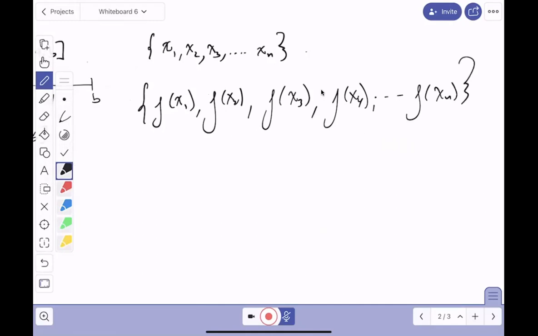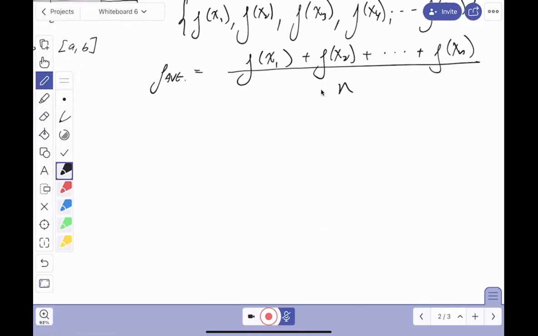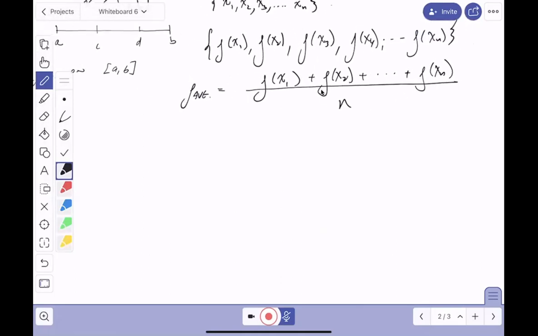Let's write that down. Still a sample average, by the way. So f average, this is still a sample average. We're sampling. What do you get over here? f of x1 plus f of x2 plus yada, yada, yada, up to f of xn over n. That's f average.